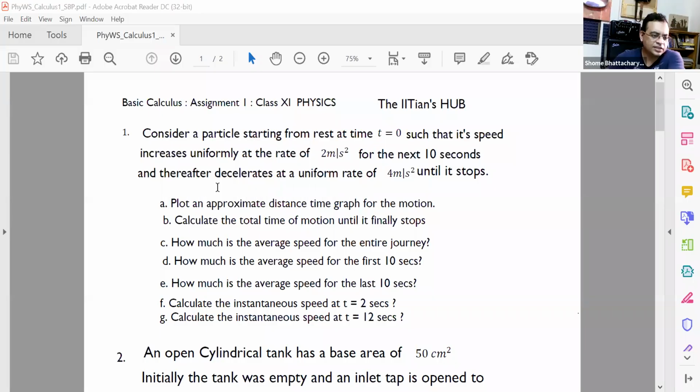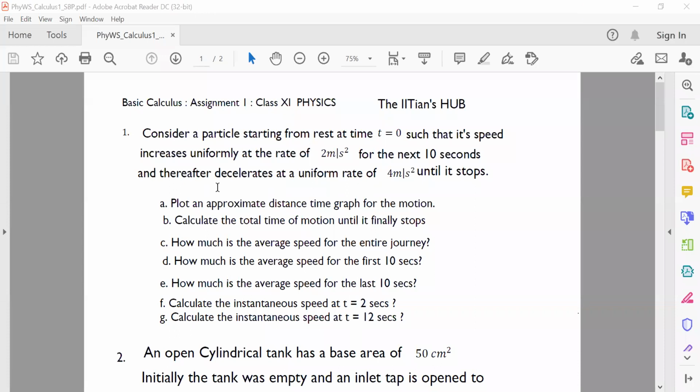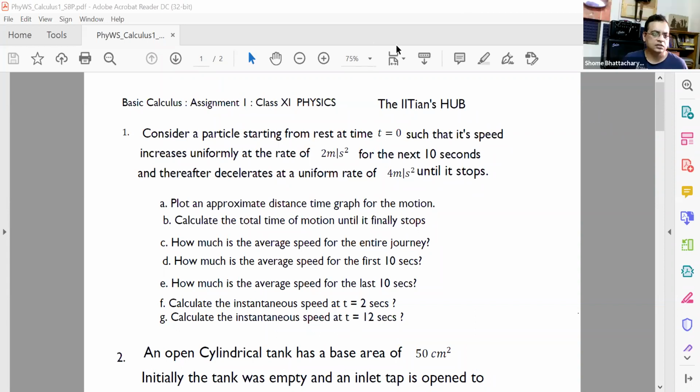Okay. Yeah, this G part, calculate the instantaneous speed at t equal to 12 seconds. Now see, the thing is, here none of the information was given to us in terms of a function. It's not like displacement is given as a function of time. So we can't really use calculus. Here we have to just use the definition of instantaneous speed, that is delta s by delta t for a very small interval of time. Okay. So let's see what information is given to us.